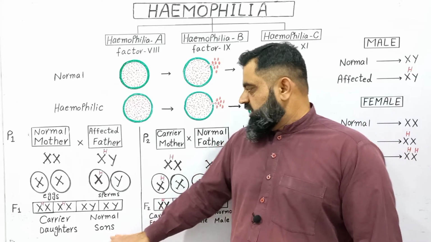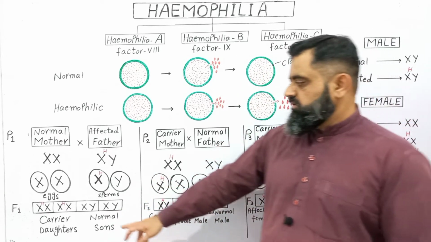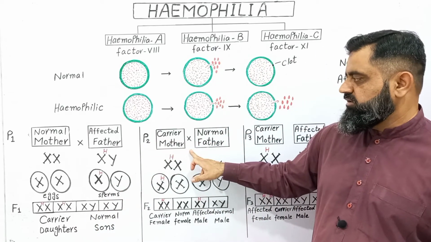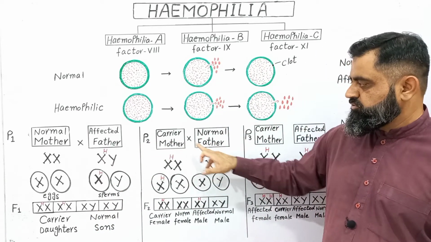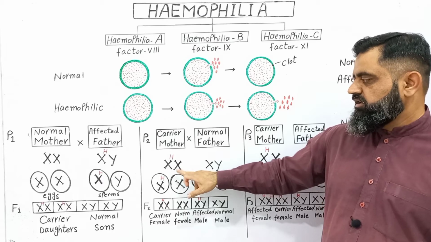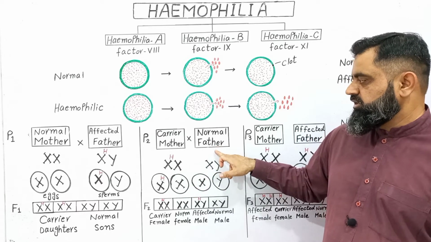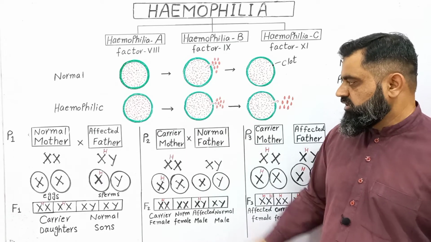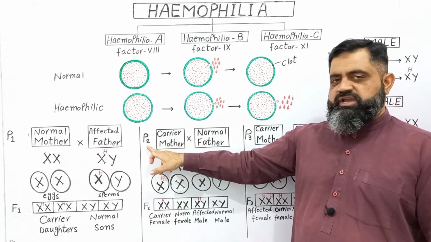Now let's move on to the next cross. I have taken a carrier daughter from F1 progeny, and now she is going to get married with a normal person. So she is carrier mother, and her husband is normal. So he will be a normal father. This is now referred as parent 2.